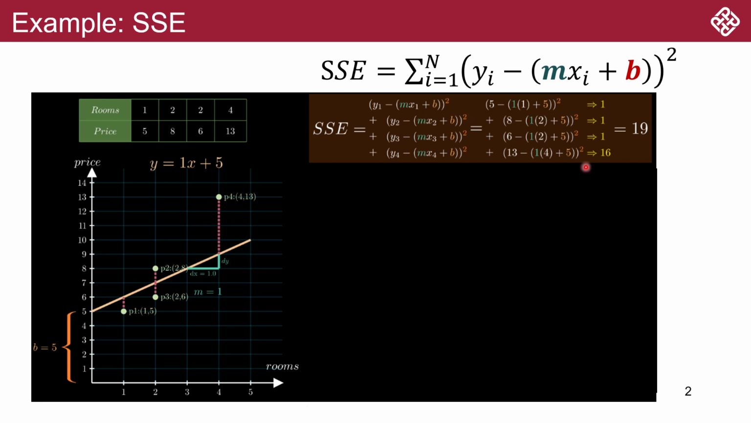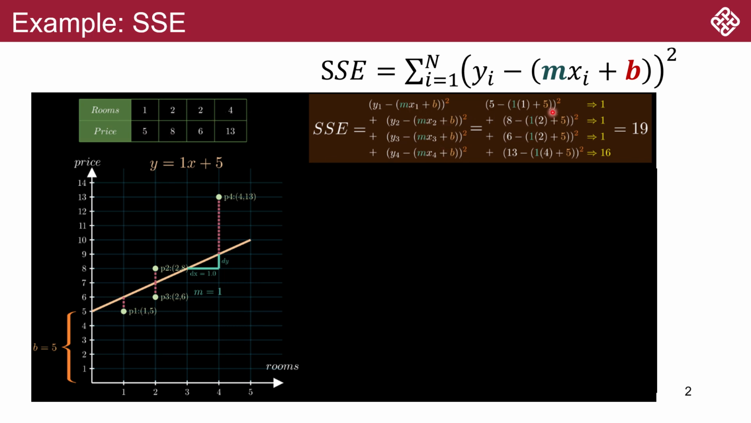Here we take an example to calculate the error. We take SSE, the sum of the square estimate of error. We have four points here, and the estimated linear equation is y equals 1x plus 5. You can calculate the estimated value and the real value one by one. You input x equals 1, 2, 2, 4.